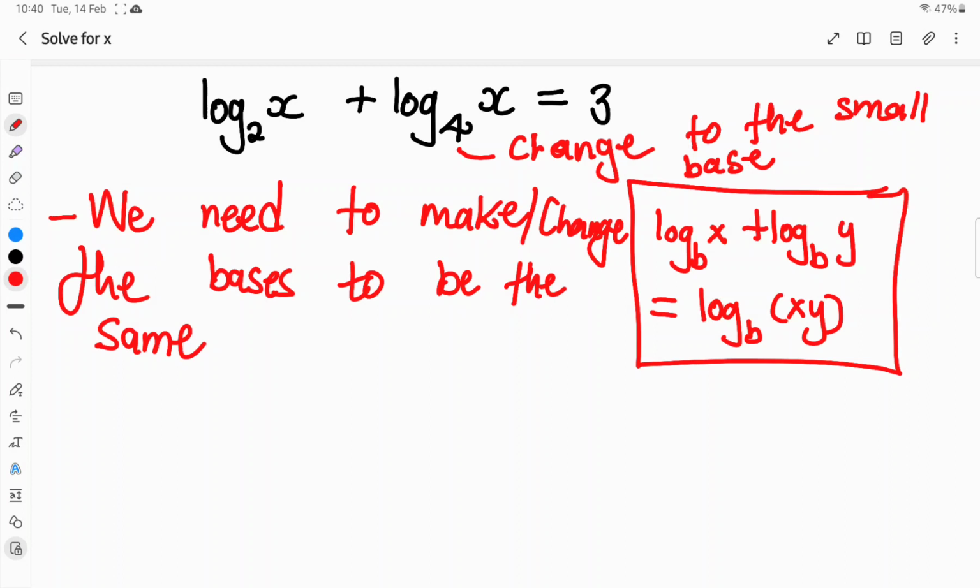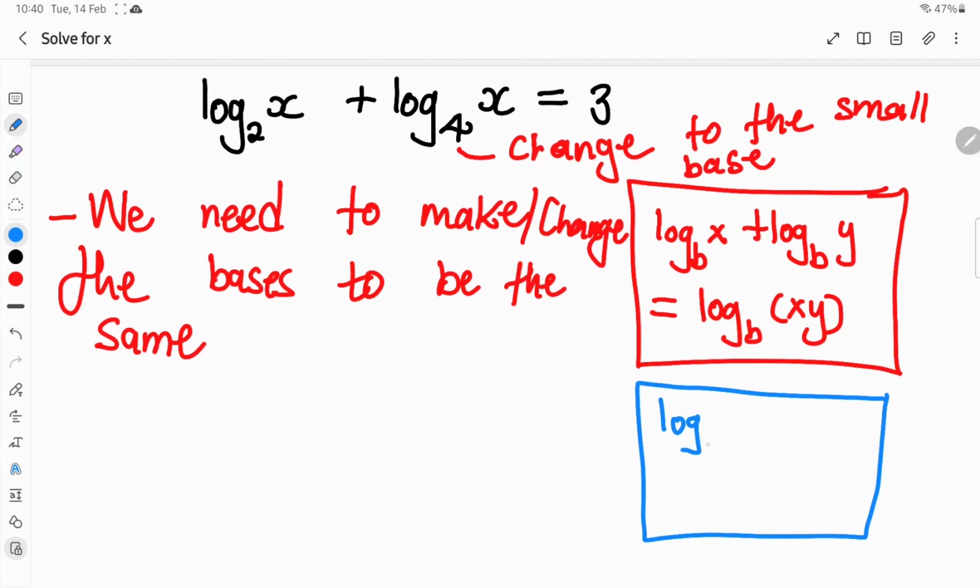There's a law for change of bases. Just for you to remember it, the law says that you have log base b of x, and in order to change to the desired base, maybe you desire to have base c, you simply apply this law. That's what we're going to apply for the log base 4 of x. Let's now dive into solving the problem.